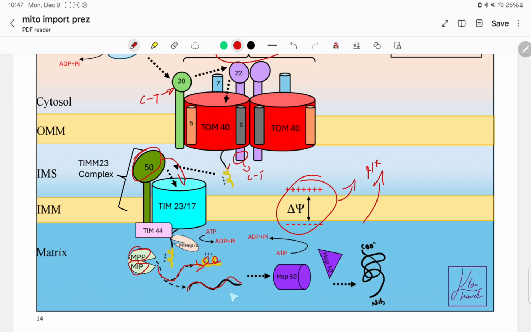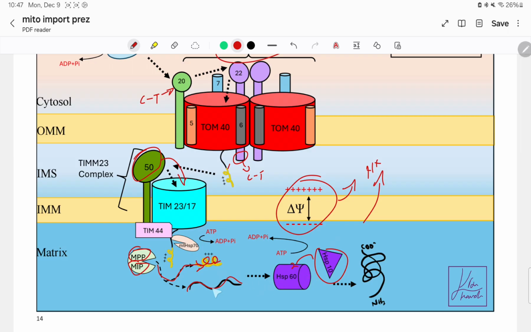The protein will then go and interact with HSP60 and HSP10. HSP60 has ATPase activity, okay, and it is thought that HSP10 regulates the ATPase activity of HSP60.